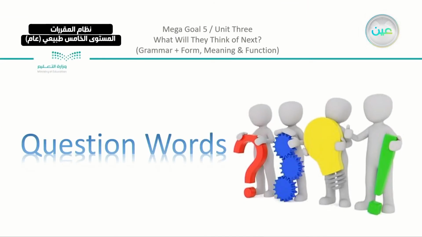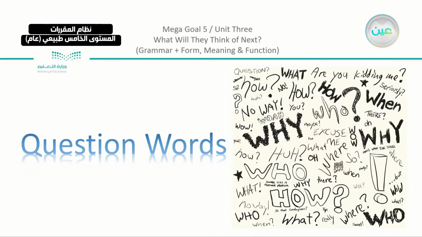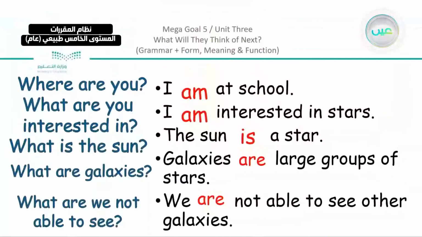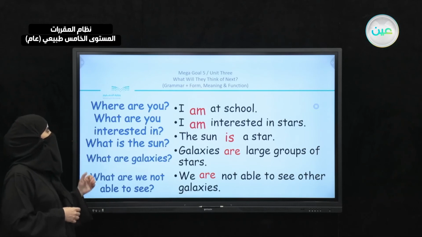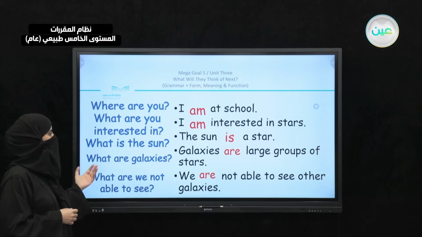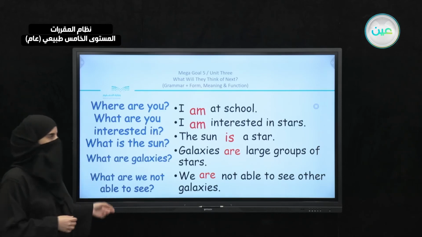Now, do you remember when we discussed the question words? We have here why, where, who, how, when, which. All of these are question words, and simply you are going to relate between the answer and what you have here. Now, do you remember when we talked about these examples? We have here where are you, what are you interested in, what is the sun, what are galaxies, what are we not able to see, and so on.